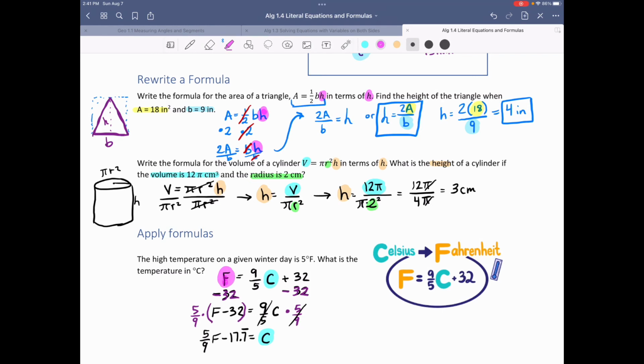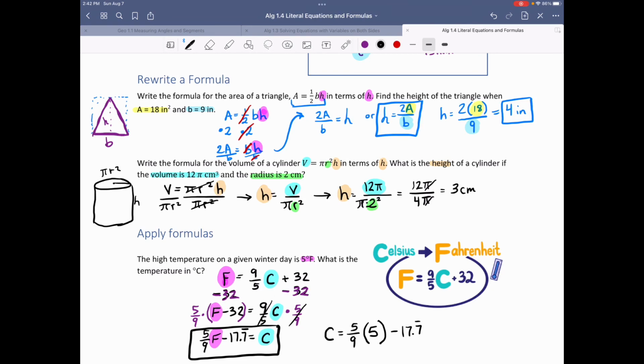Now we're going to take the Fahrenheit, which is right here, and we're going to plug in 5 degrees because it was 5 degrees Fahrenheit. So starting with our new formula that's all arranged, we're going to rewrite it. I'm going to put C on the other side. We were allowed to do that. Now on the left, 5/9. The F is 5 degrees minus 17.7 repeating.